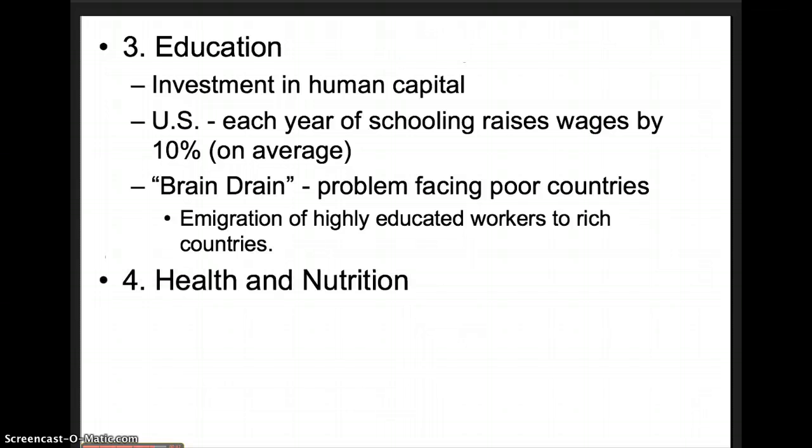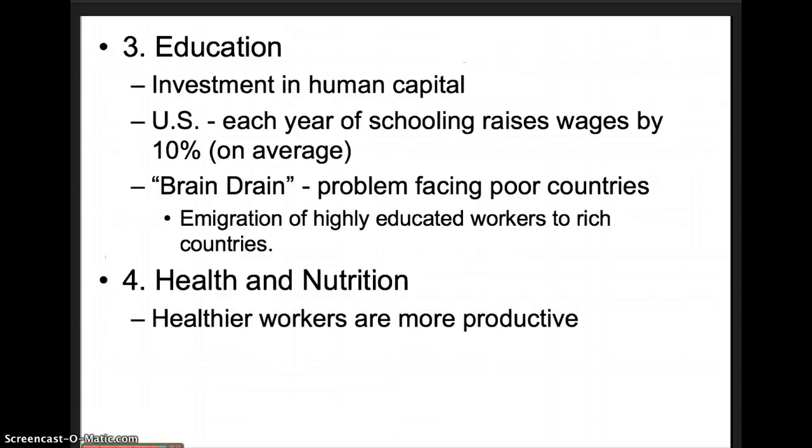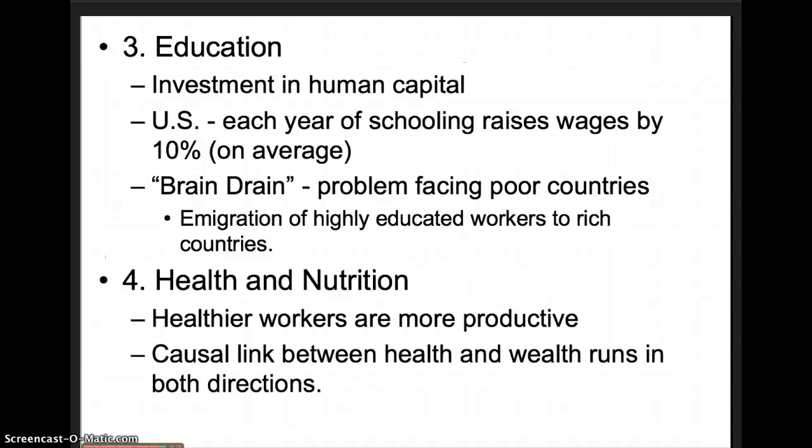The fourth way the government can improve productivity is by promoting health and nutrition. Healthier workers are more productive than unhealthy workers. The causal link between health and wealth runs in both directions, meaning that healthier workers are wealthier because they produce more output, and wealthier workers are healthier because they can afford health care.